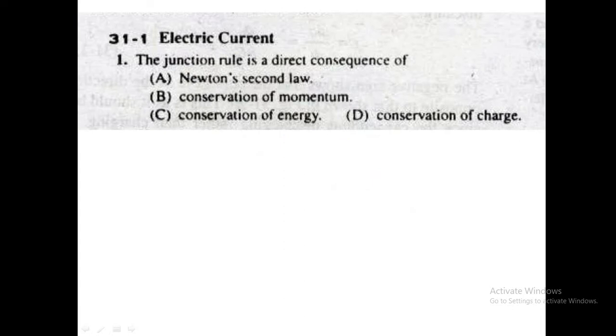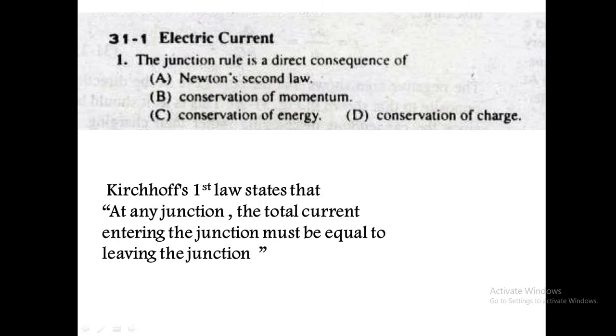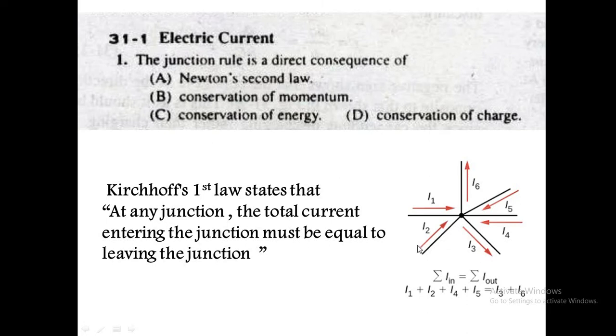The junction rule is a direct consequence of Newton's second law, conservation of momentum, conservation of energy, or conservation of charge. First of all, we should know that a junction means a point where different paths meet. The junction rule is also named Kirchhoff's first rule, which states that at any junction the total current entering the junction must be equal to the current leaving the junction.